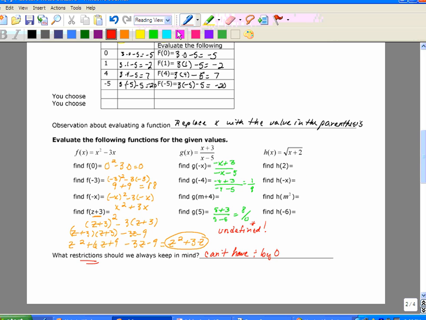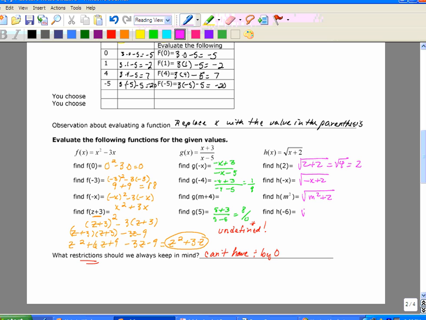And let's do a couple over here in the h set. H of 2. We'll plug in a 2 everywhere we have an x. Square root of 2 plus 2, square root of 4, easy enough. What would h of negative x look like? Negative x plus 2, and can't do anything with that. H of m squared. Look like m squared plus 2, can't do anything with that.